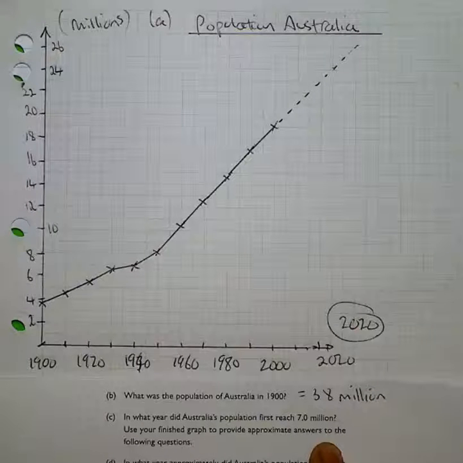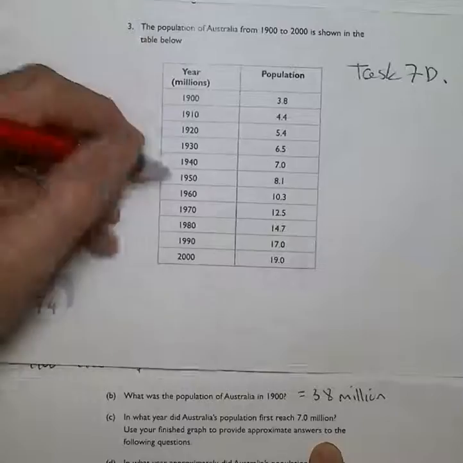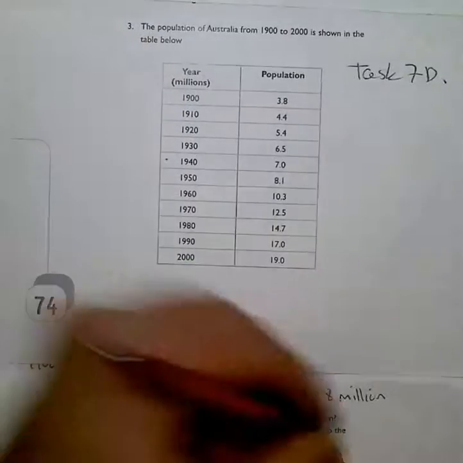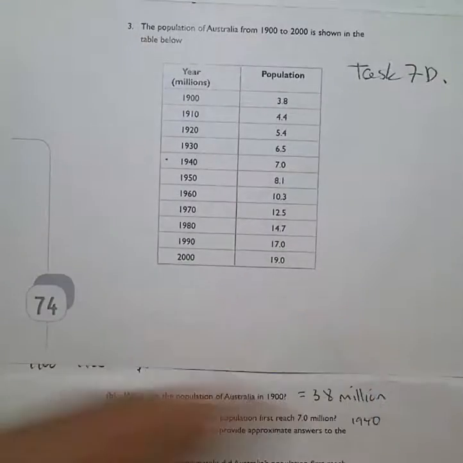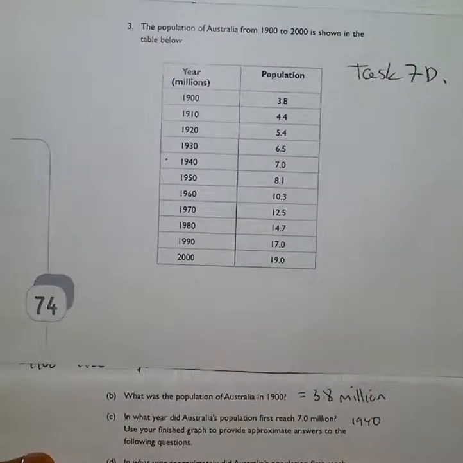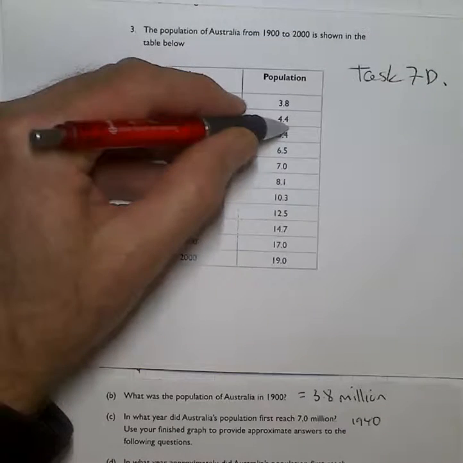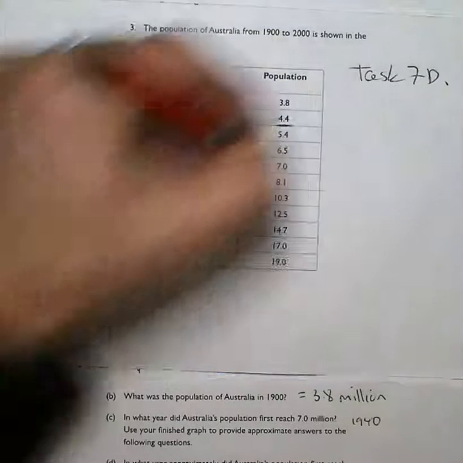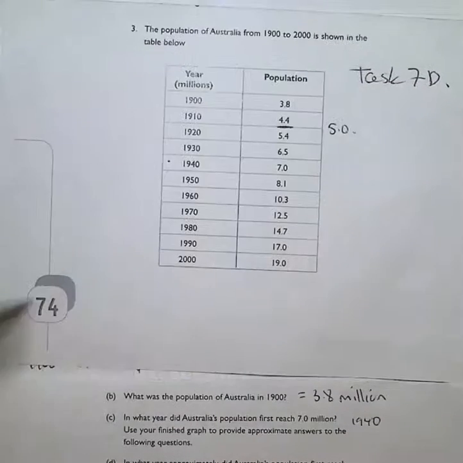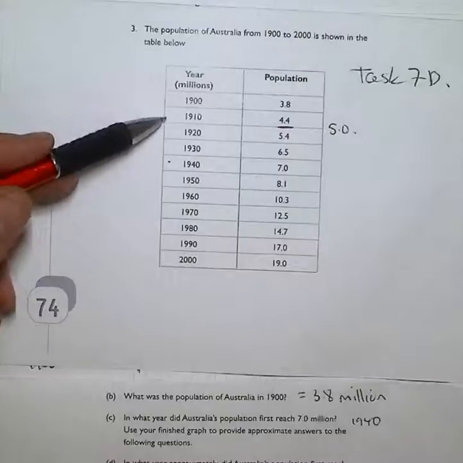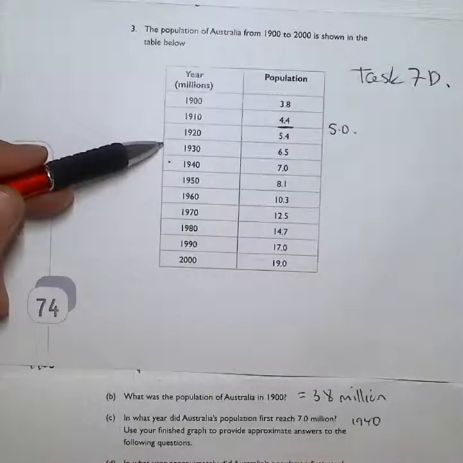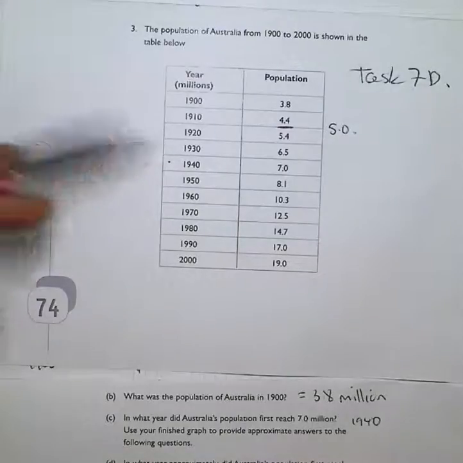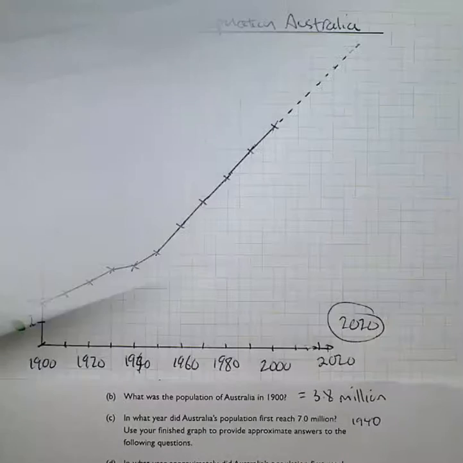Now, in what year did Australia's population first reach 5 million? Once again, I've got that data figure straight off the table. The graph really hasn't come to the fore. Now, here, there isn't a 5 million figure. It occurs somewhere between 1910 and 1920. So I'm just going to have to look at the graph in that instance and do an estimation.